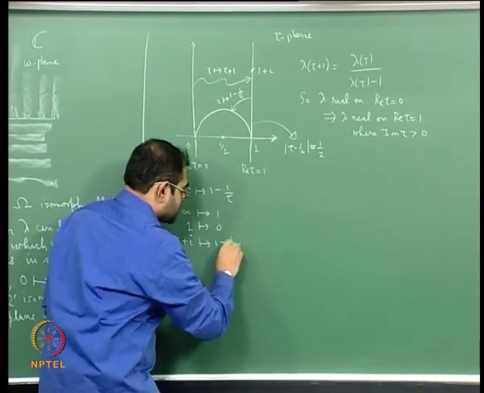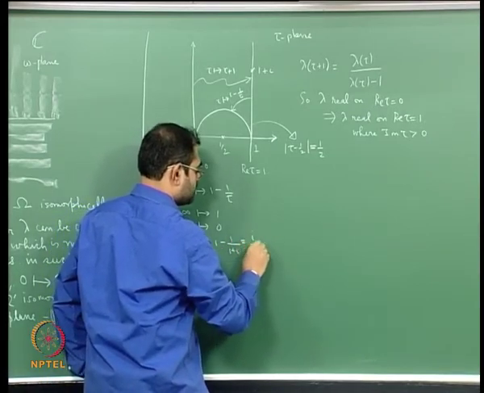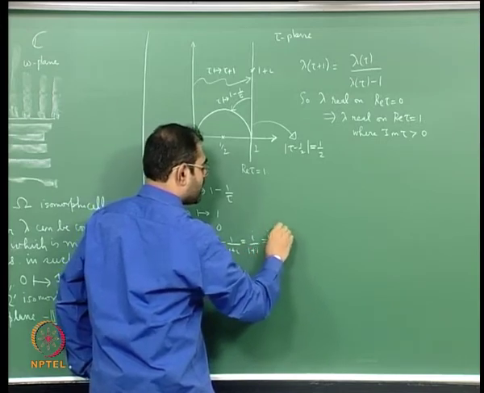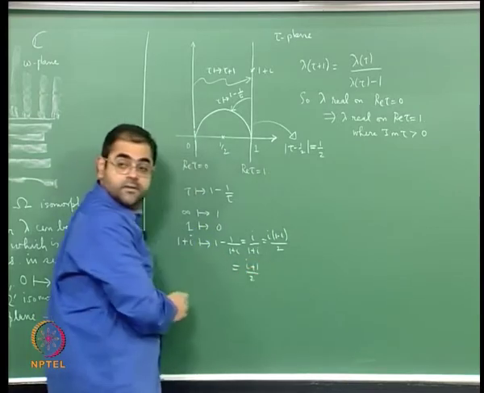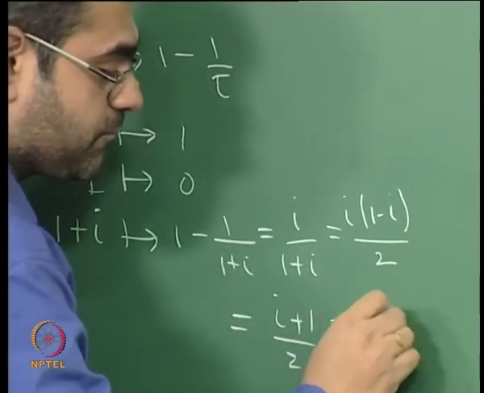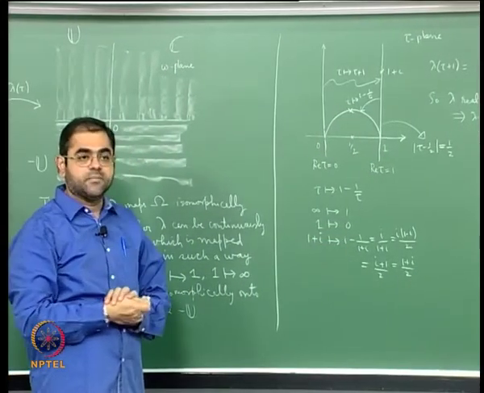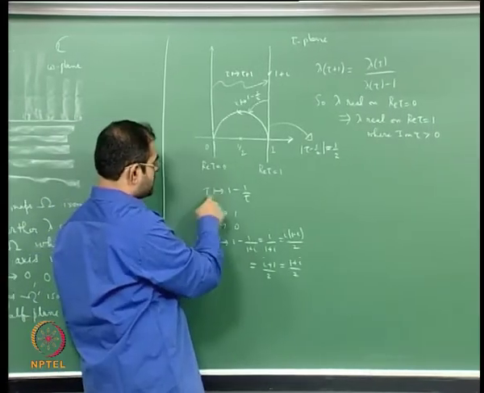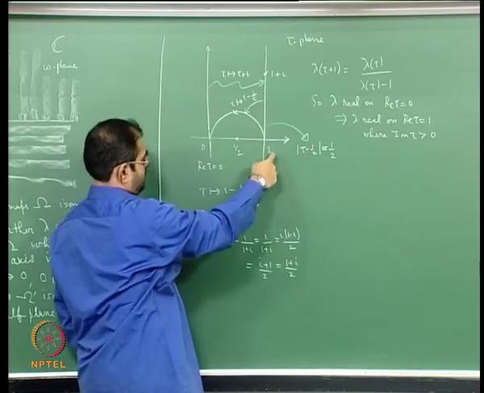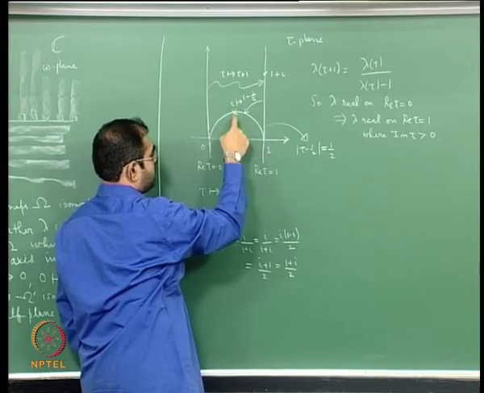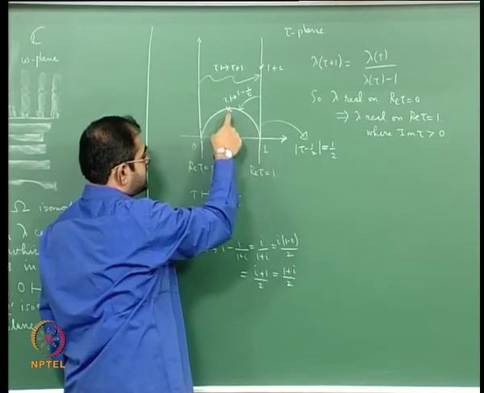It will go to 1 minus 1 by 1 plus i, which if you calculate is 1 plus i minus 1, so it's i by 1 plus i, and that turns out to be i into 1 minus i by 2, and this is i plus 1 by 2. So it is 1 plus i by 2, which is this point. It is half plus i by 2. So you see this Mobius transformation maps infinity, 1 plus i, 1 in that order to 1, 1 plus i by 2, 0.